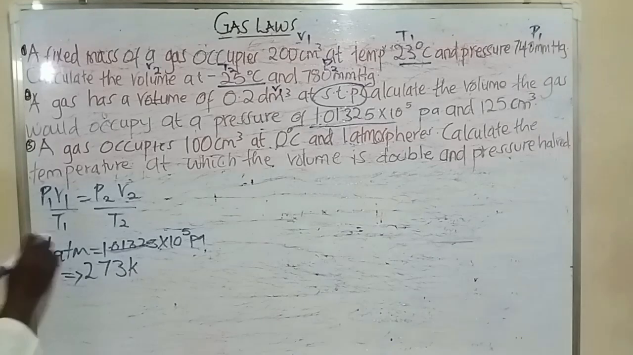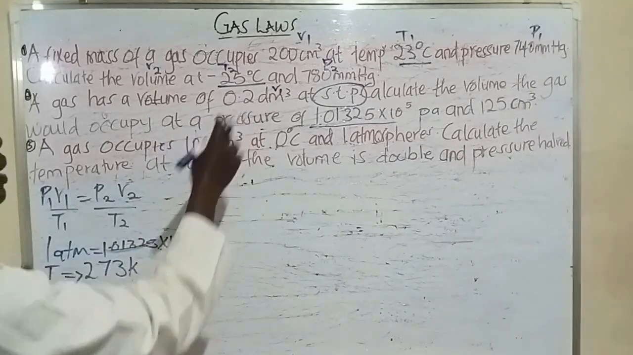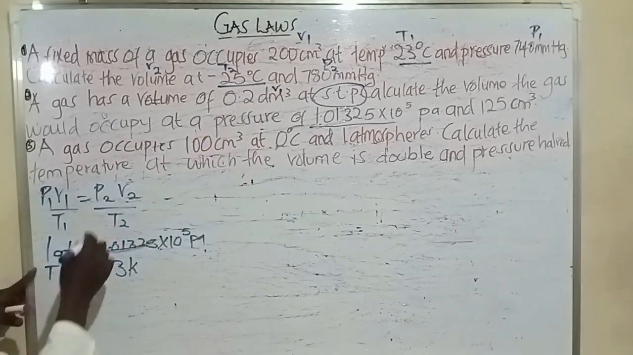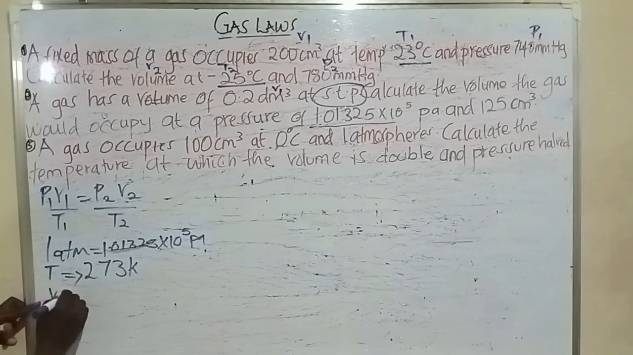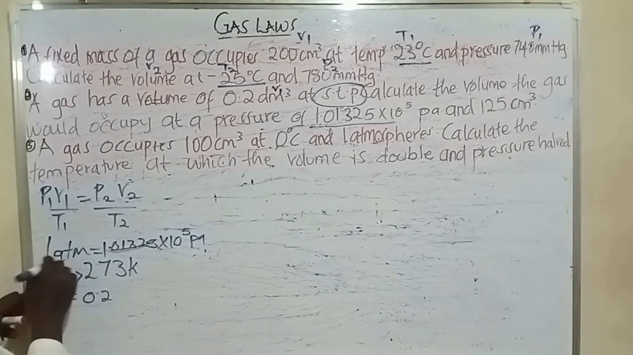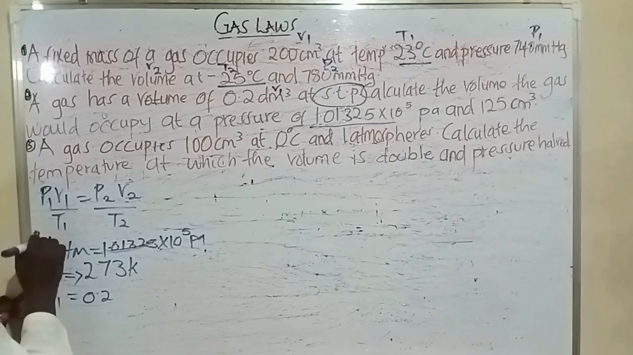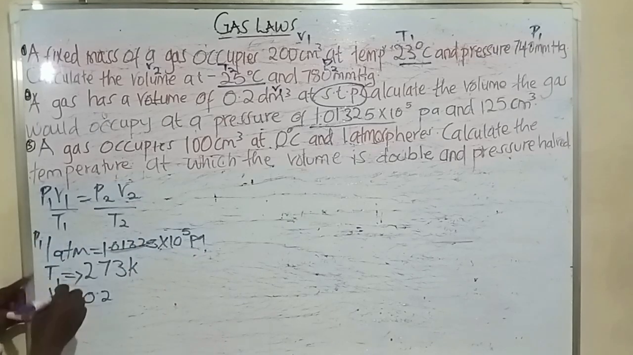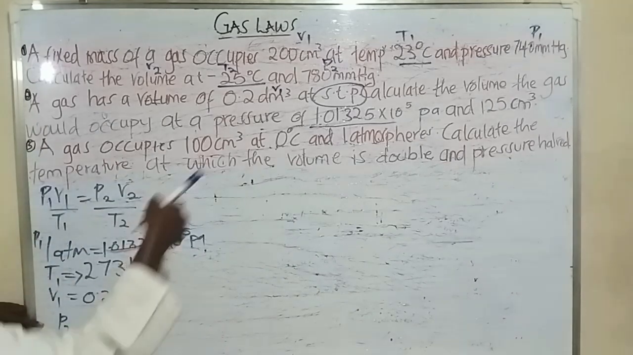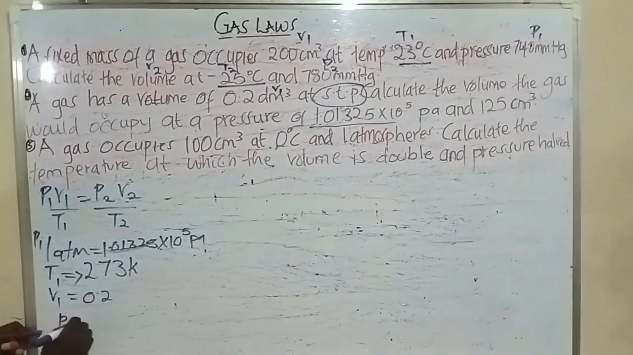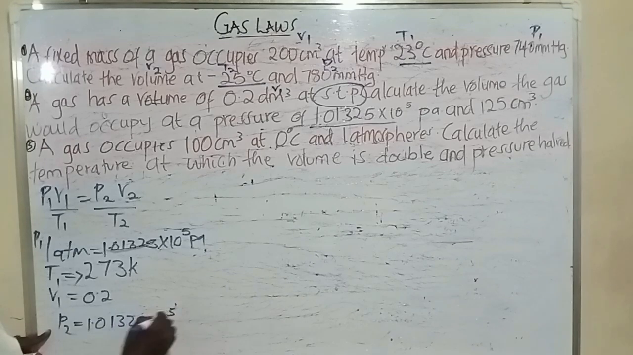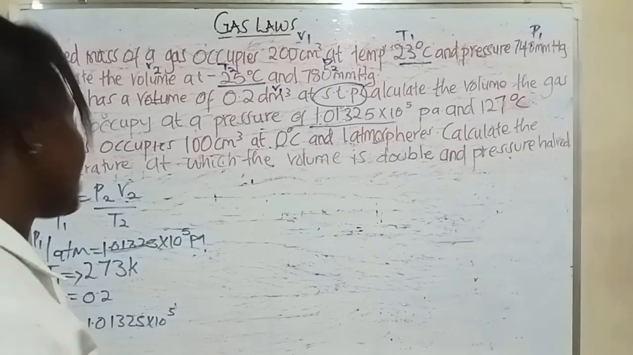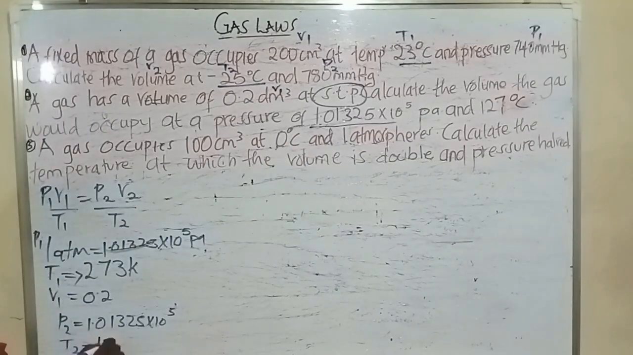So we already have our V1. Our V1 is 0.2. Our T1 is 273. Our P1, this is our P1. Do we have our P2? Yes, our P2 we have already been given. It is the same, 1.01325 times 10 raised to power 5. T2 is 127 degrees Celsius.